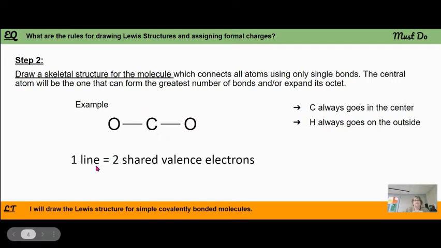Okay. So the big thing you need to understand is that this one line is equal to 2 electrons, 2 valence electrons. Okay? And then also for that center atom, C is always in the center, right? Carbon always goes in the center. And then hydrogen will never go in the center. It's always going to go on the outside. Okay? Those are just 2 simple rules that we can use to remember.